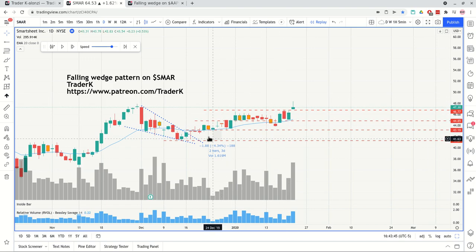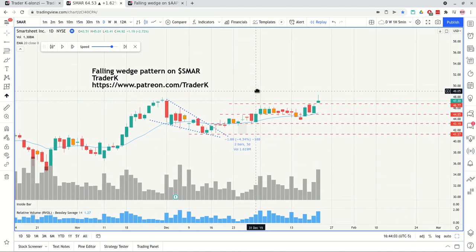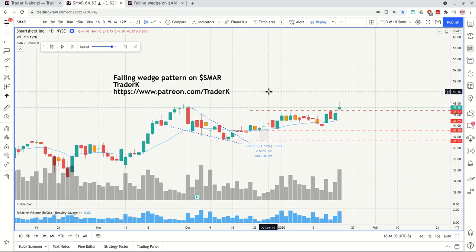Sometimes we have our 2R target in a couple of days. Sometimes it will take a month. And every stock is different, and we cannot complain as long as we are making money. We have to accept such incidents and such moves in the stock market. That's the trade recap and another lesson on the falling wedge pattern.